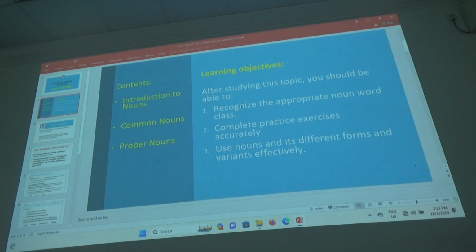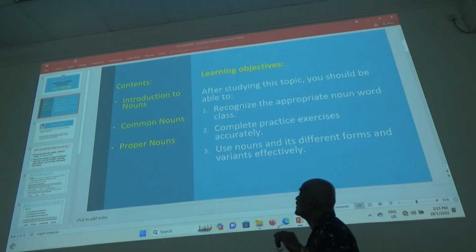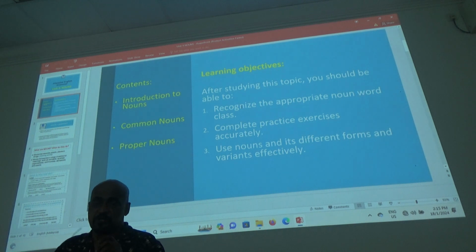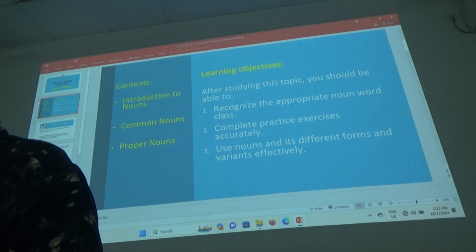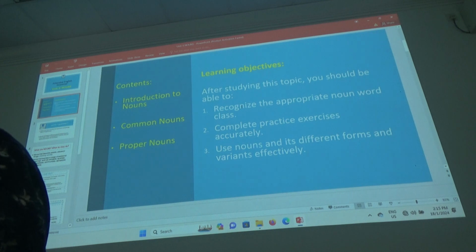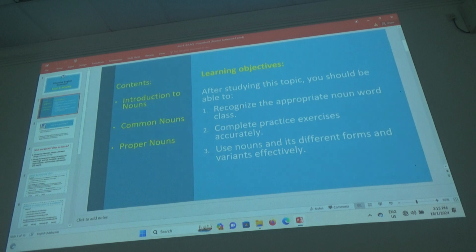Okay, nouns got how many types? 2 types. Very good. Who said that? 2 types. I'll give you money later. Nouns got 2 types. What are the 2 types? What's that? Lucy? 2 types. Common nouns and proper nouns.